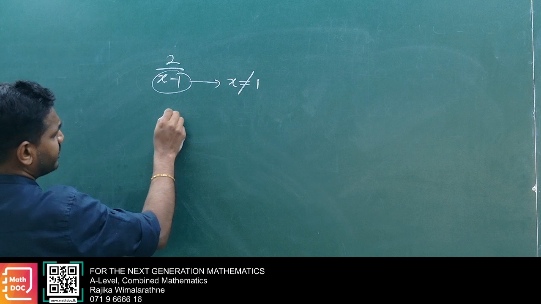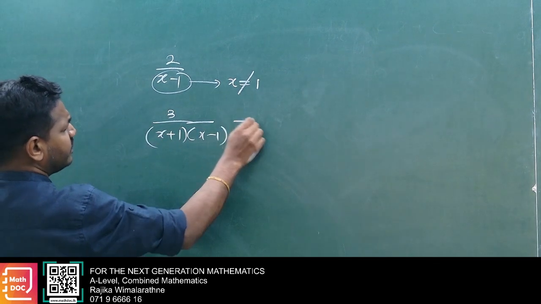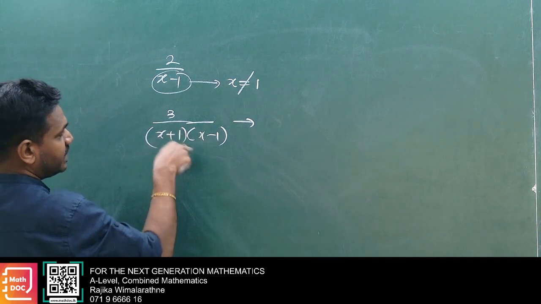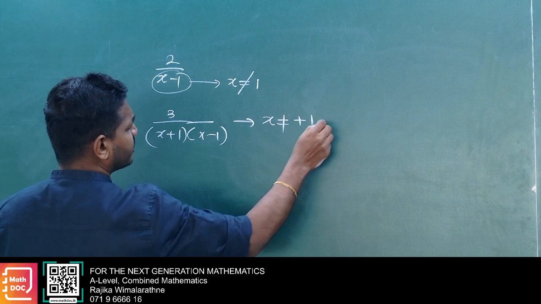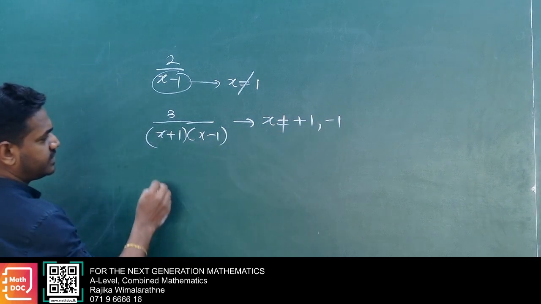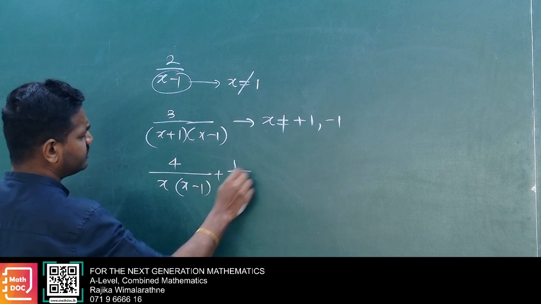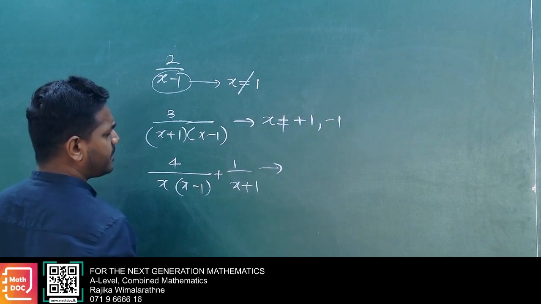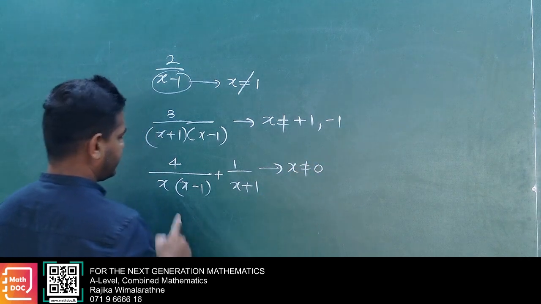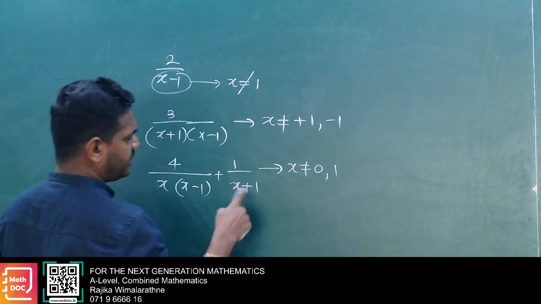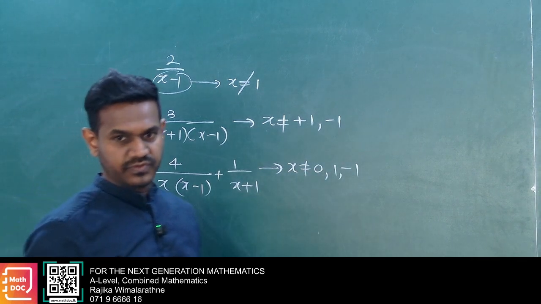We remove that one. 3 over x plus 1, x minus 1. We have denominator zeros, x equals minus 1, x equals plus 1. You have to remove that. Then 4 over x times x minus 1, 1 over x plus 1. Then here denominator 0, and here 1 and here minus 1. All are negligible.